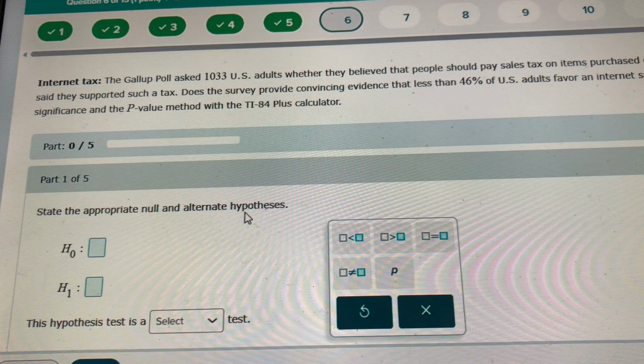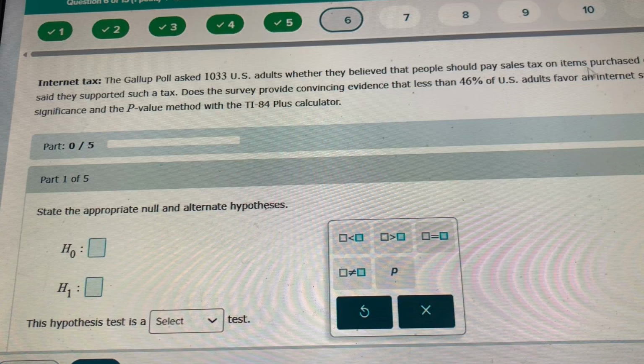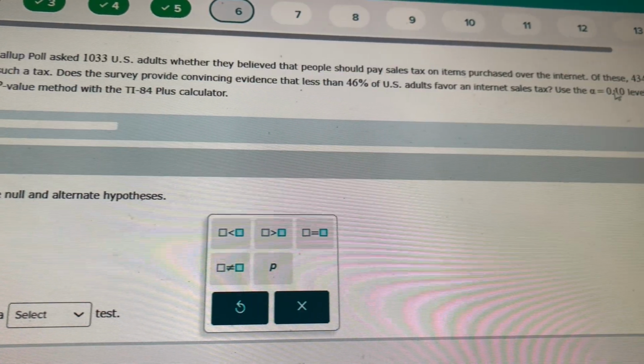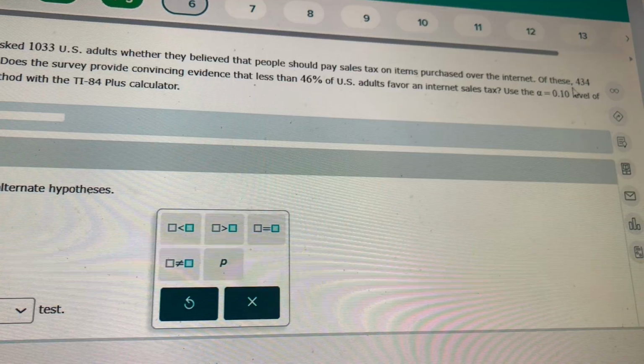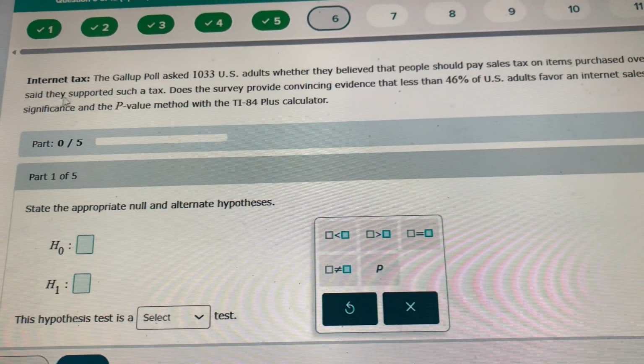Okay, here's a second example of one of these. The Gallup poll asked 1033 U.S. adults, so there's N, that's a sample size, whether they believe that people should pay sales tax on items purchased over the internet. You see, it's a yes-no question. Either you say yes or no to that. And then it says, of these, 434, there's your number of yeses, said yes, they support this tax.